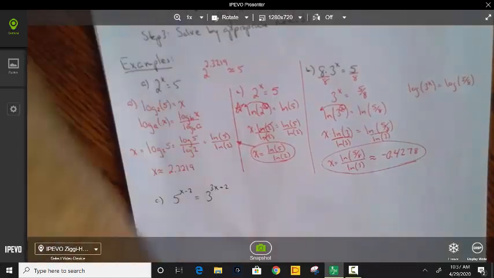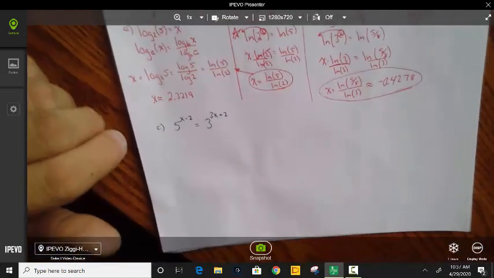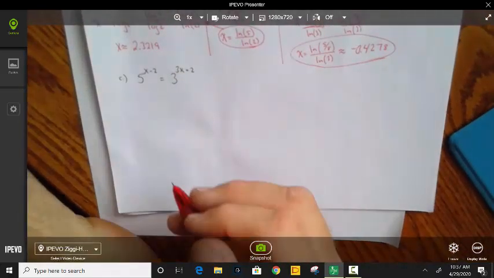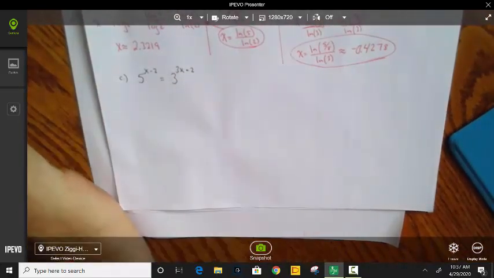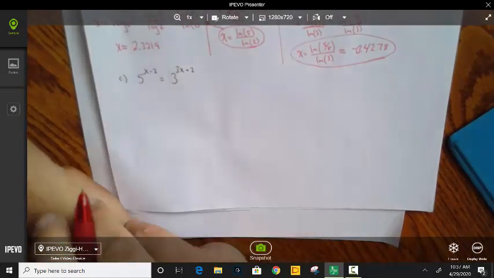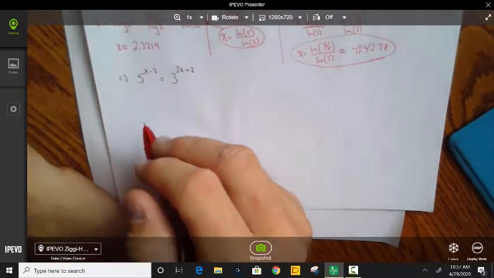And then the last one here is probably the most complicated one. It just requires a little bit more time to work it out. 5 to the x minus 2 equals 3 to the 3x plus 2. We have an exponential on both sides, and they're both isolated.